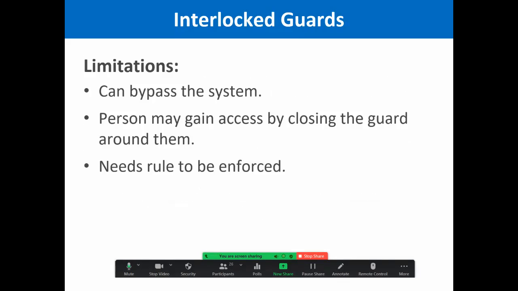Obviously, they have some limitations as well. The systems can be bypassed. A person may gain access by closing the guard around them, and it needs a rule to be enforced.